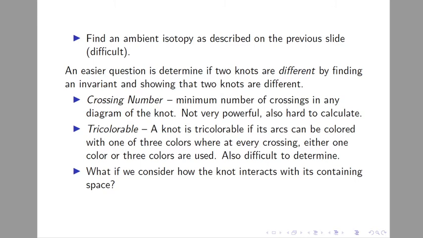For example, the crossing number mentioned earlier is an invariant, but although it's easier to calculate than some other things, it's not very powerful. Another invariant turns out to be coloring the arcs, such that at any crossing, either one color or three colors are used, but again, this is difficult to determine. The last invariant, which will be discussed more in depth, involves investigating the enclosing space.